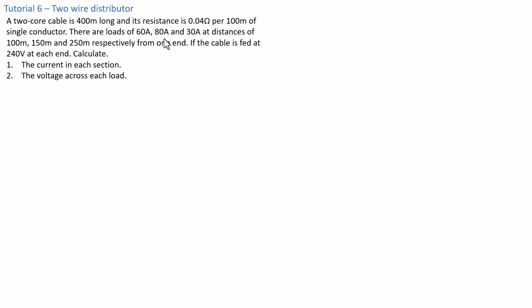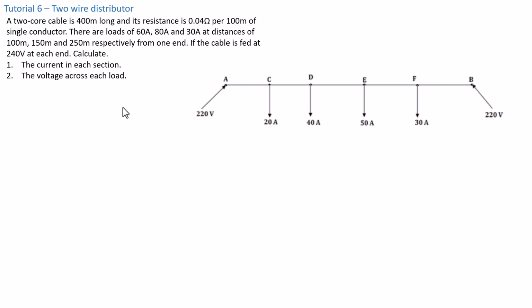There are loads of 60 amps, 80 amps, and 30 amps at distances of 100 meters, 150 meters, and 250 meters respectively from one end. If the cable is fed at 240 volts at each end, calculate the current in each section and the voltage across each load. The last sentence, if the cable is fed at 240 volts at each end, basically means we have power fed into the circuit on both sides, on both ends of the circuit.